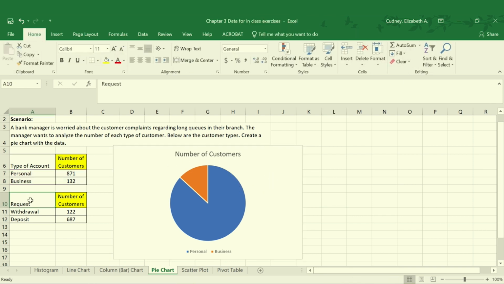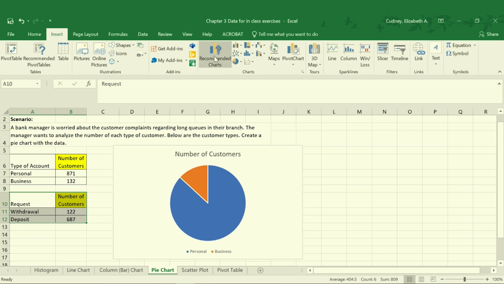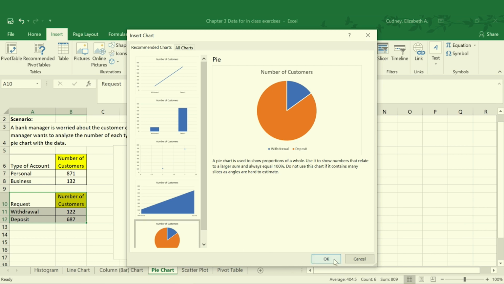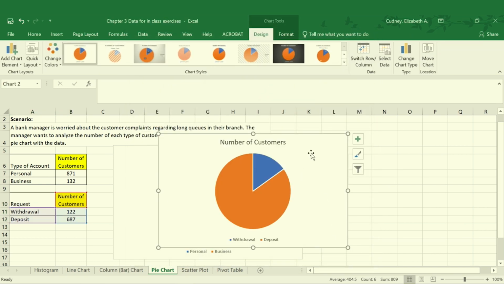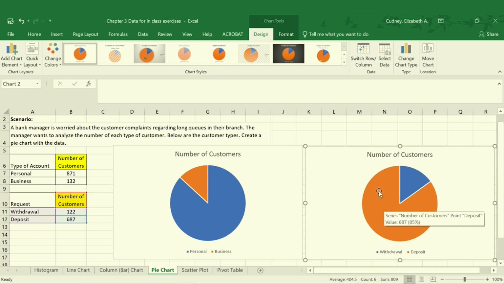I can also create a second pie chart then to look at the requests. So I will go back to Insert, Recommended Charts, and then my pie chart again. And then I'll slide that over out of the way a little bit. So here I can also see then that the majority of the customers are coming into the bank to make a deposit. So it's 85% of our customers.